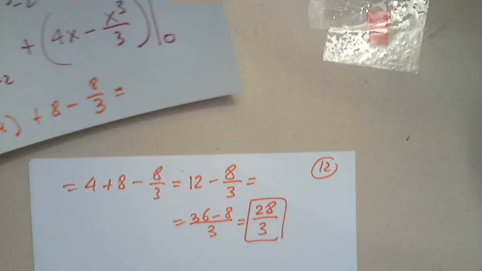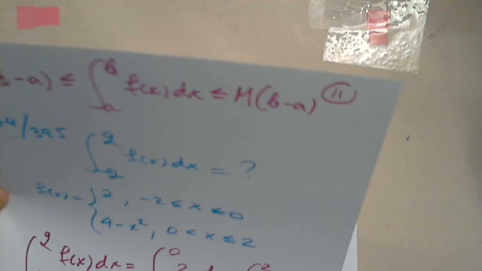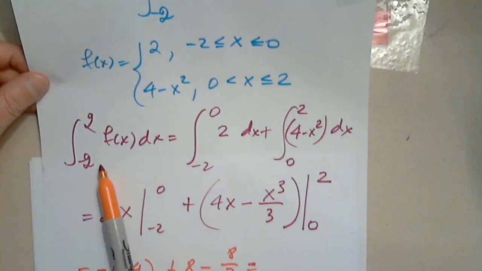So we apply the property that allows us to split the integral into two integrals, or vice versa, to add two integrals to determine the bigger one.